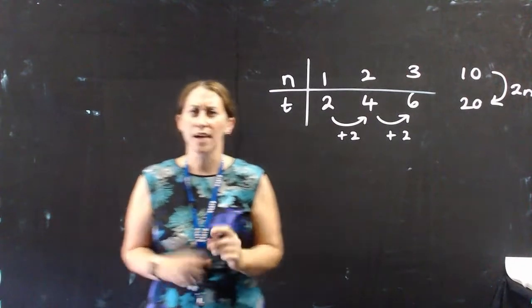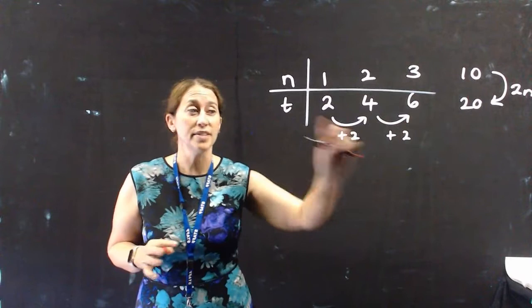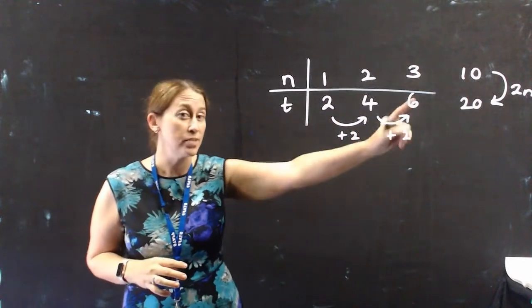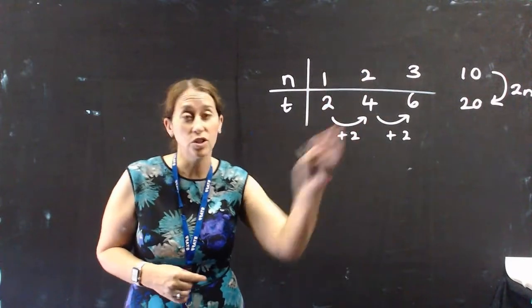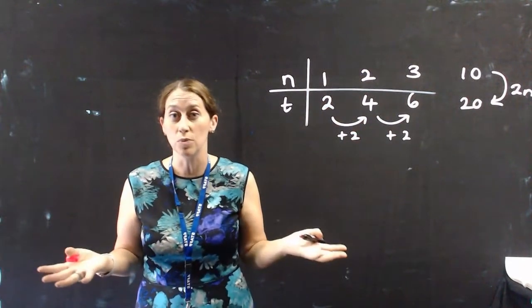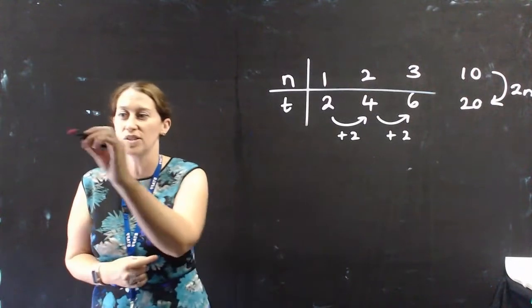So let's look at other sequences and see if we can work out what the rule is. Is there a rule going from one term to the next? Can we find a rule going from the position to the term number so that we can solve some problems? So let's have a look at another sequence. Let's look at a picture sequence.